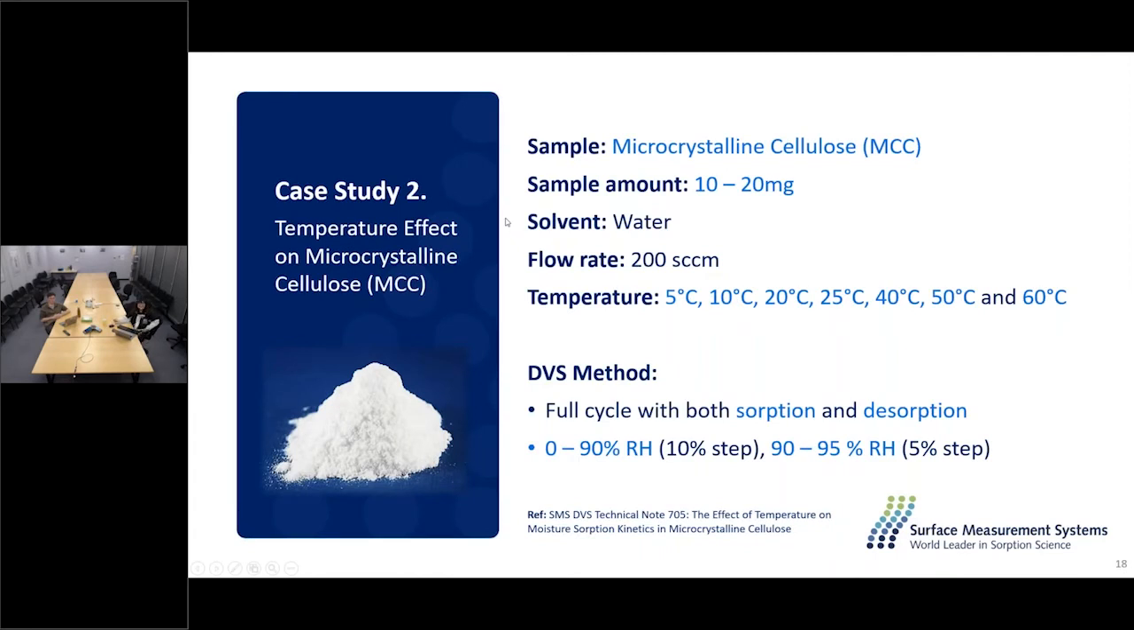The next study I have here is a little bit more complicated. We perform the same water sorption experiment at different temperatures, and we want to study the temperature stability of the material, microcrystalline cellulose. Because this cellulose sample has good uptake as well, we use about 10 to 20 milligrams. And we perform the same experiment with water from 5 degrees up to 60 degrees.